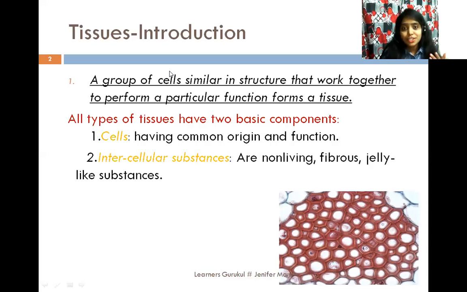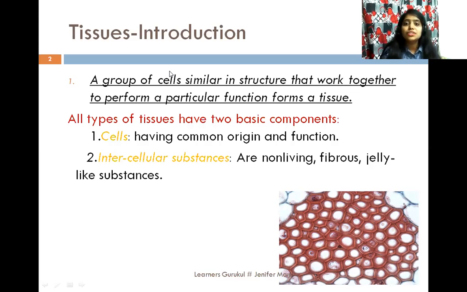So what is a tissue? Tissue is nothing but a group of cells. Okay, in the last chapter we dealt with the cell. So what is a cell? It is a unit, a functional unit where it can perform all the functions. But here it is a group of cells with similar structure, and functionally also they are similar. So those groups of cells are said to be tissues.